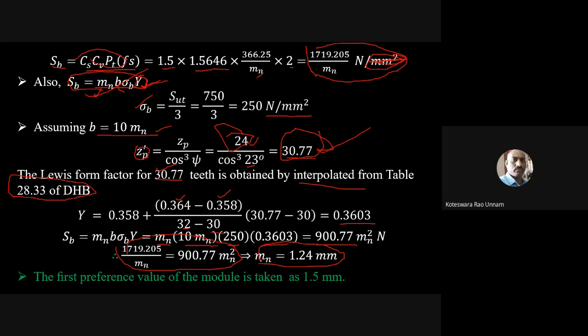So in the data book, if you choose the first preference value, you have to take it as 1.5 mm. You can take it as 1.5 mm. So that is the answer for the first bit. So the second bit is, based on that you need to calculate what are the dimensions of the gears.